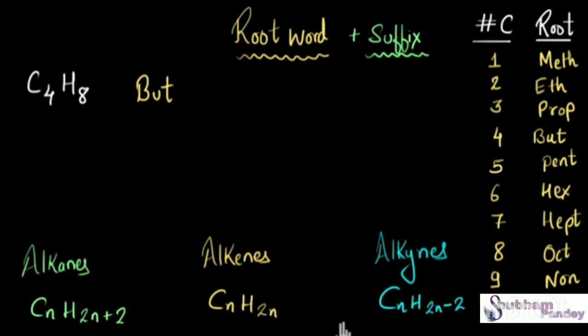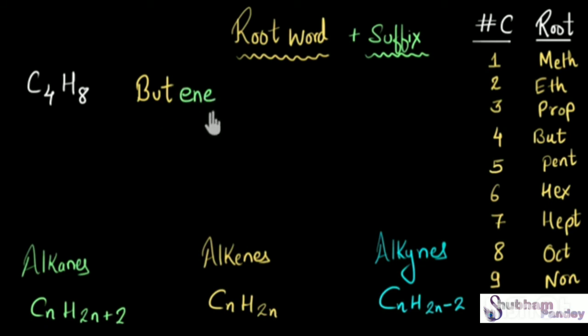Now using these, we will figure out whether this molecule is an alkane, alkene or an alkyne. Over here I can see that the number of hydrogen atoms is twice the number of carbon atoms. 4 2s are 8, right? And that only happens in the case of alkenes. So this should belong to the alkene family, and for the alkene family, the suffix used is -ene. Let me write that down. -ene. So this molecule has to be butene.